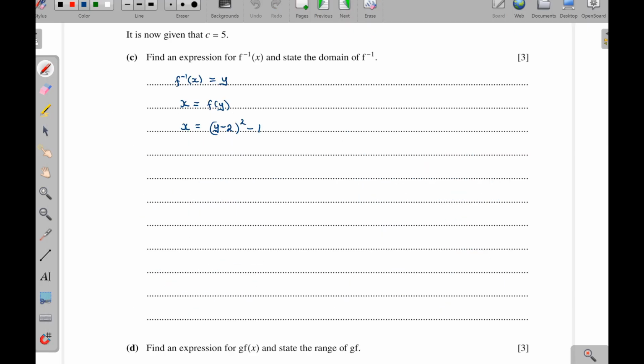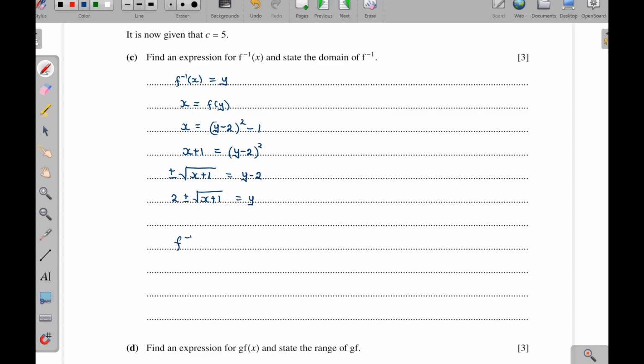So make y the subject, bring this on this side, it becomes a plus, so that will be x plus 1, which is equal to y minus 2 squared, then you take the square root, you have x plus 1, and when you take the square root, we shall have plus or minus. Then y minus 2, bring this to this side, that means we shall have positive 2, plus or minus root of x plus 1, which is equal to y.